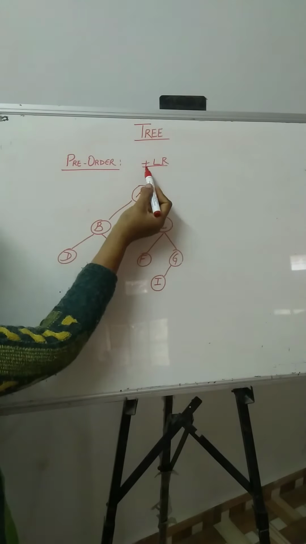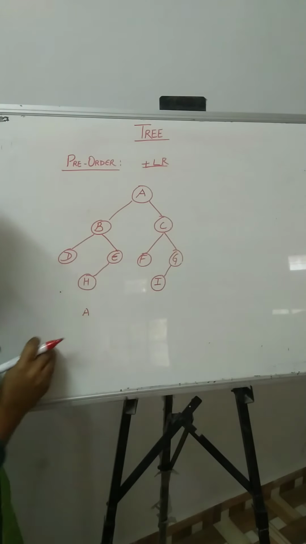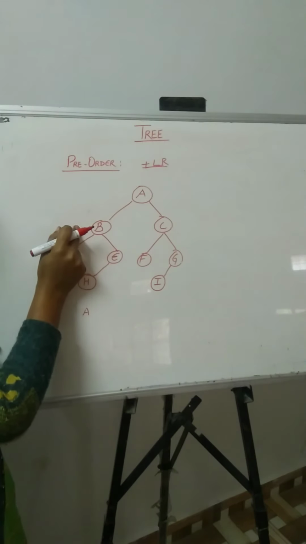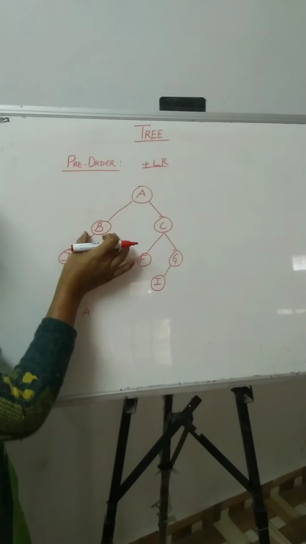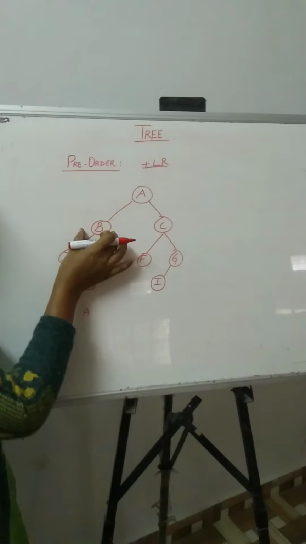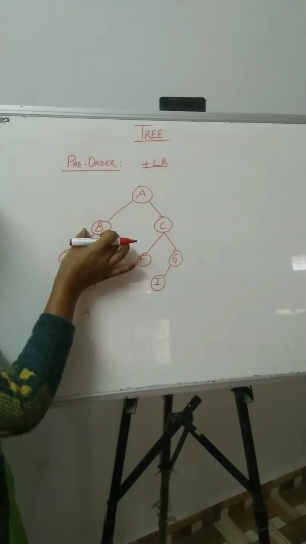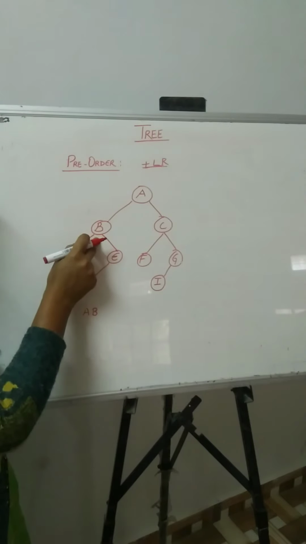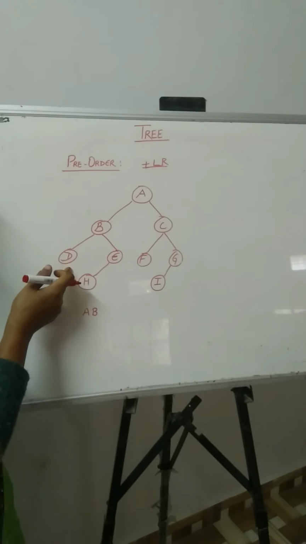So, first of all we write the root. Root of the tree is A. Clear? After this we move to the left side of the tree. Here we find a node that is B, performing as a root because it also has child nodes. Okay, so B is considered as a root. We write B as a root. Then again we go to the left side of the B node.